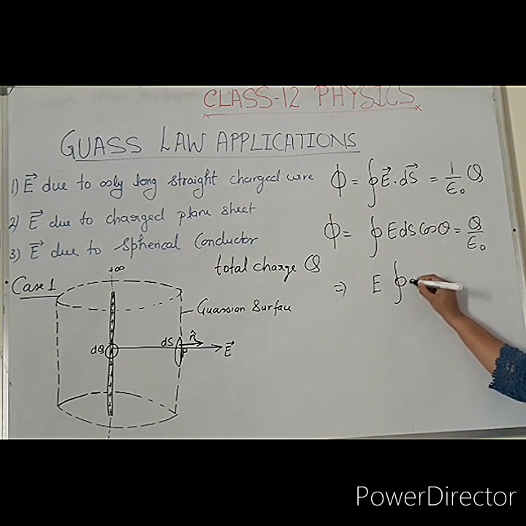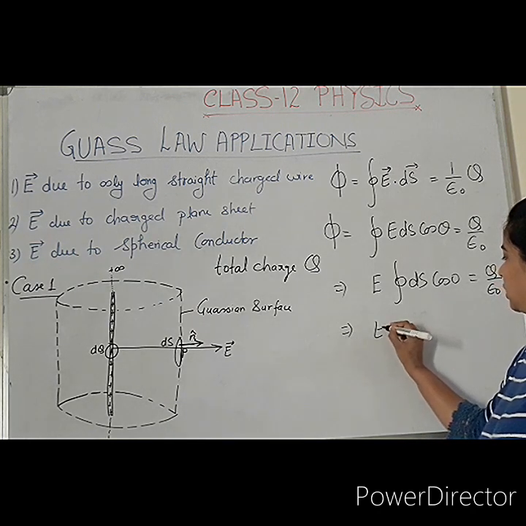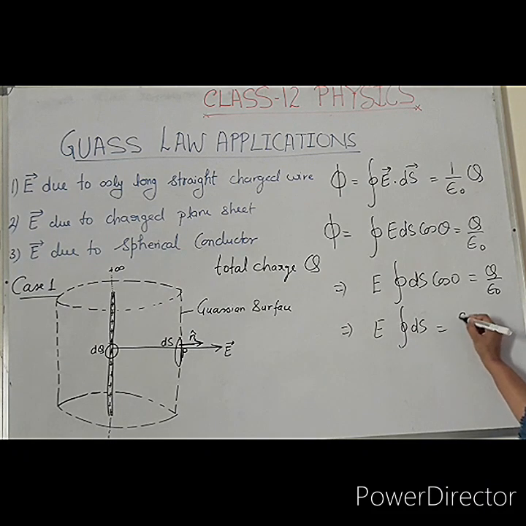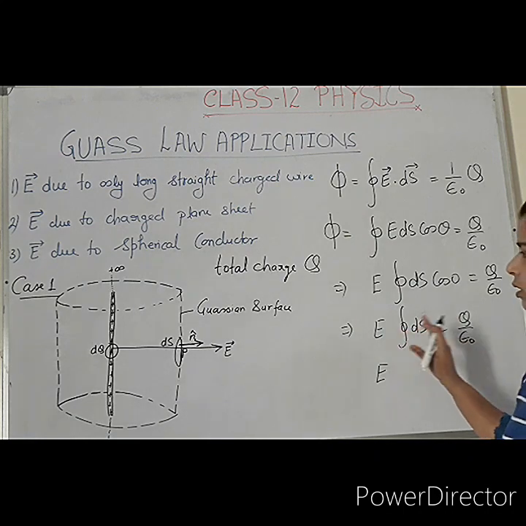Now the closed integral of ds, and cos 0 is equal to 1. So this is equal to Q by epsilon naught. This one is the third step. Afterward, E times the closed integral of ds is equal to Q by epsilon naught. ds is surface area. So what is the total surface area value? Because it is a closed integral.